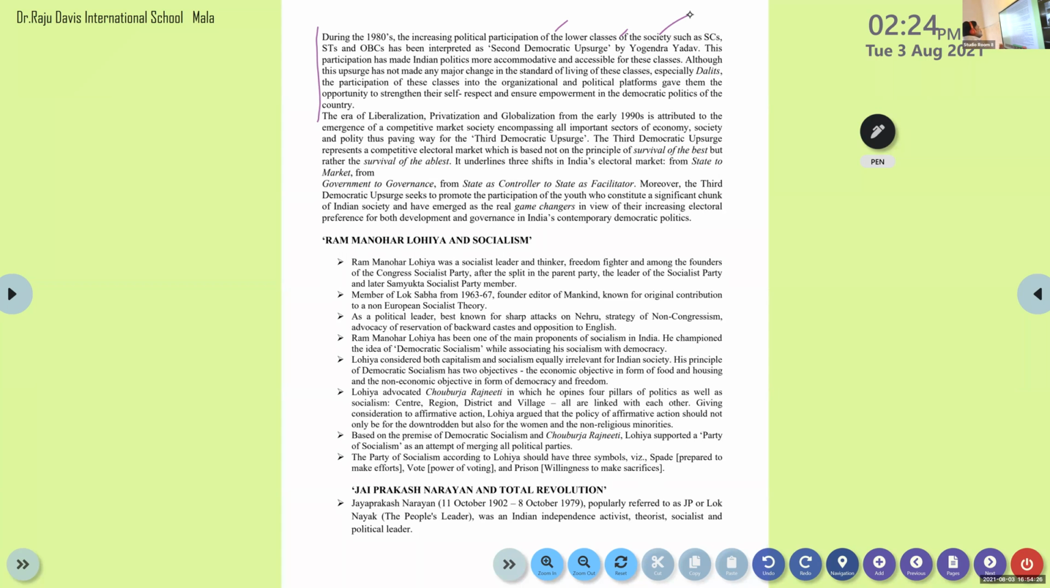strengthen their self-respect. So what happened there? Political participation just gave them, what is that? You can see here, self-respect. It improved their self-respect.